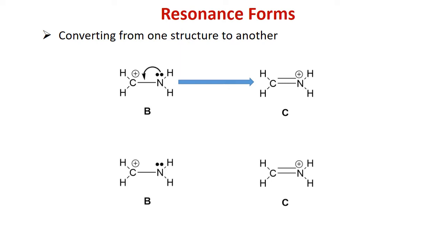Similarly, we can go from structure C to structure B by moving the pi bond between carbon and nitrogen to make it a lone pair on the nitrogen atom. Pay special attention to the arrows used to show these electron movements. The tail of the arrow starts from the source of the electron pair, as in a lone pair or a pi bond, while the head points to where the electron pair moves. For example, in structure B, the source is the lone pair on the nitrogen atom, and this electron pair is moving to the bonding space between carbon and nitrogen. Hence, the tail of the arrow is at the lone pair on the nitrogen, while the head points to the bonding space between these atoms.